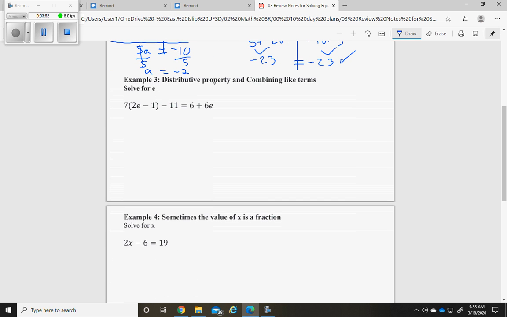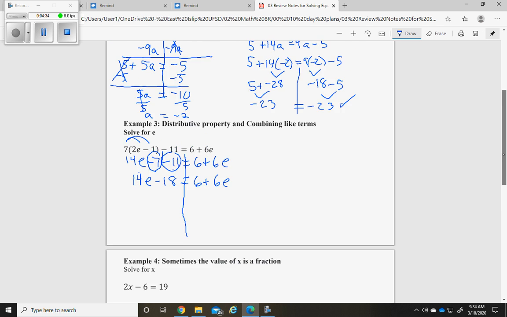Example 3. Now we have to distribute and combine like terms. Remember, this is like the center of the equation. So I can distribute over here to get 14e minus 7 minus 11. I'll bring down what's on the right side of the equation. I also see that there are 3 things on the left side of the equation. Whenever you have more than 2 things, there must be something that can combine. The negative 7 and the negative 11 can combine. I have 14e minus 18 equals 6 plus 6e.